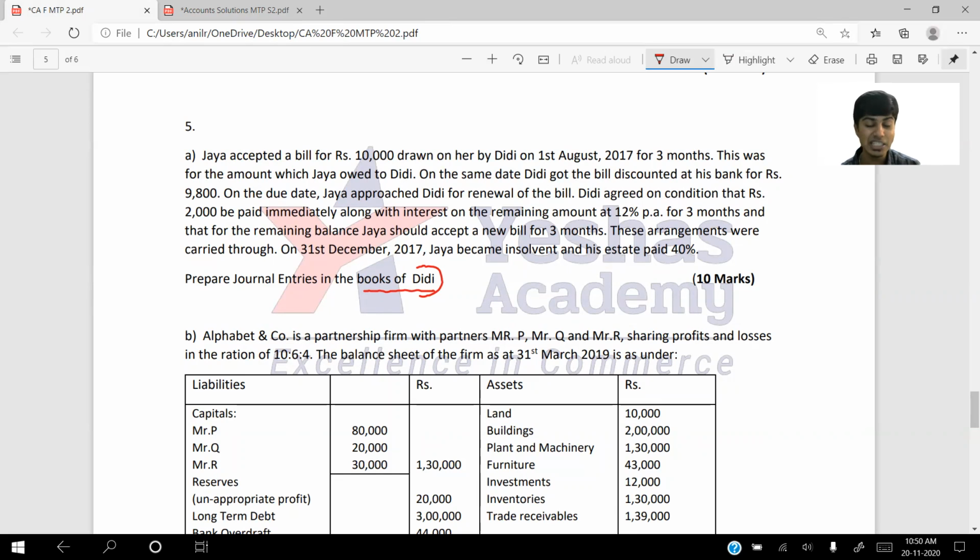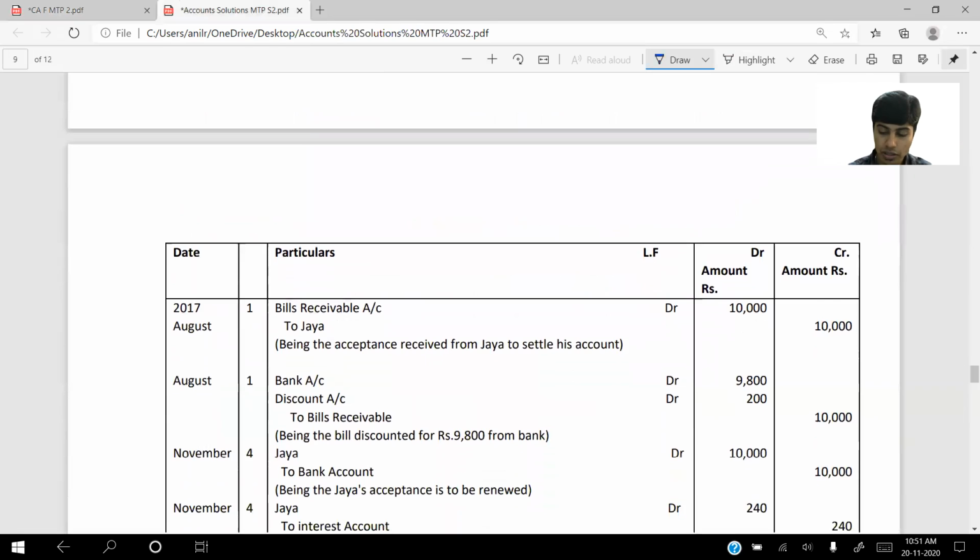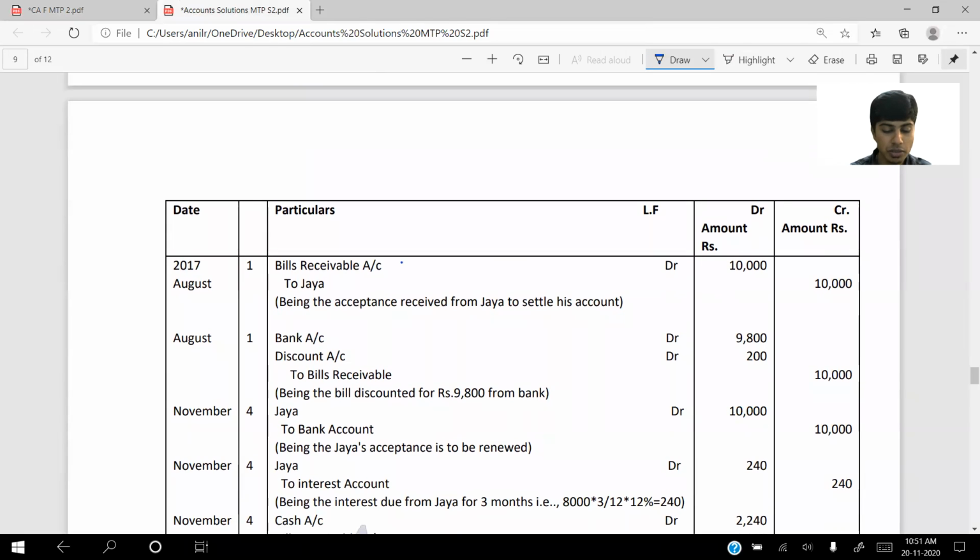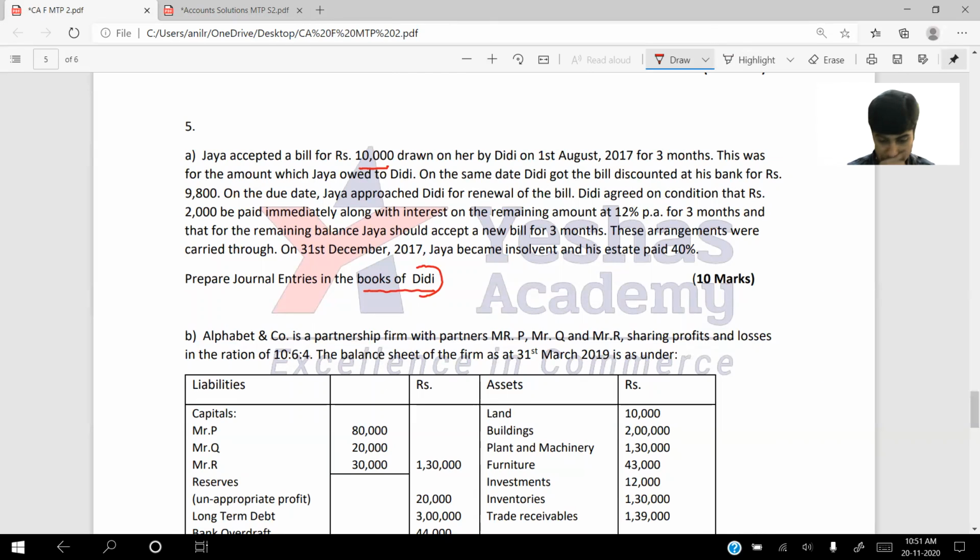So to Jaya it is bills payable. To Didi it is bills receivable. Didi is supposed to receive money from Jaya. So Jaya has accepted, signed the bill, and Didi is basically receiving the money. So for Didi, what is it? It is bills receivable, an asset coming in. Bills receivable account debit, Jaya account credit. 10,000, 10,000. Let's go to the next one.